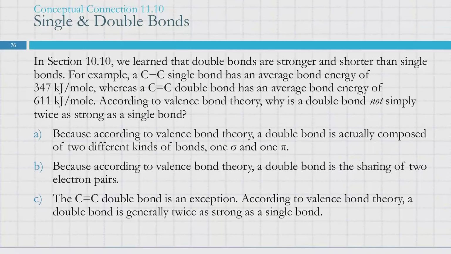This question has a lot of words in it. A carbon-carbon single bond has an average bond energy of 347 kilojoules per mole. A carbon-carbon double bond has an average bond energy of 611 kilojoules per mole. So 347 for a single, 611 for a double. According to valence bond theory, the one that we're working on right now, why is a double bond not simply twice as strong as a single bond? A double bond is composed of two different kinds of bonds, a sigma and a pi. A double bond is a sharing of two electron pairs, or the carbon-carbon double bond is an exception, and they're usually twice as strong as a single bond.